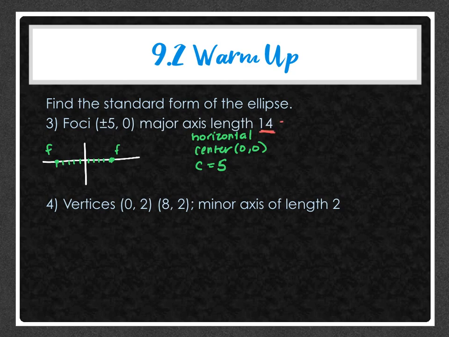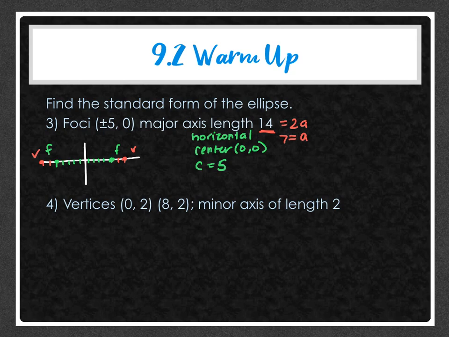Major axis length is 2A, so it's telling me A is 7. So I would go up 1, 2, 3, 4, 5, 6, 7. Nope, sorry, it's on the same axis. It would go 2 more, 2 more past the foci. That would be my vertex. But again, I don't even need this because it's not asking me to graph. I just need to know what A is.